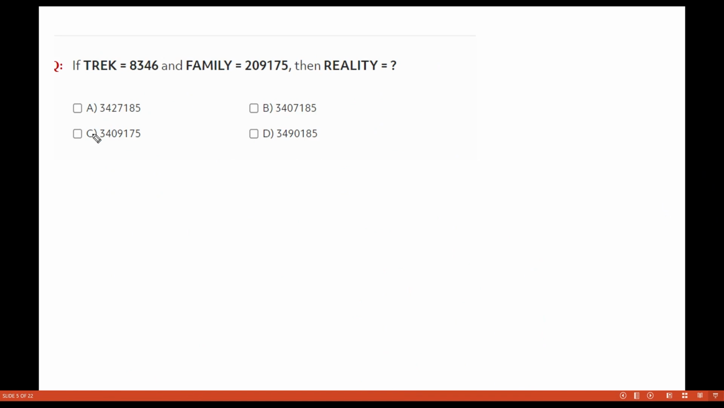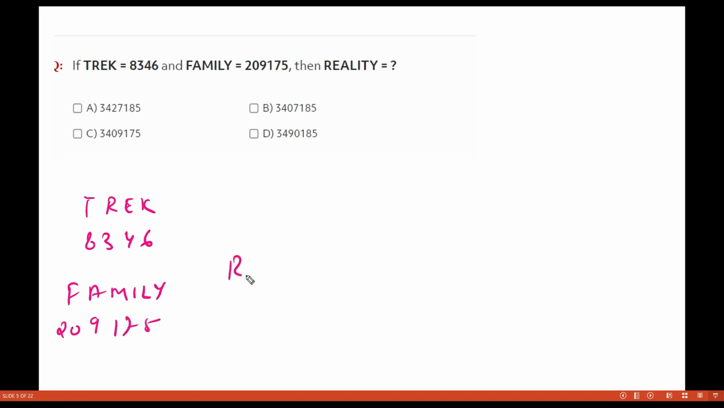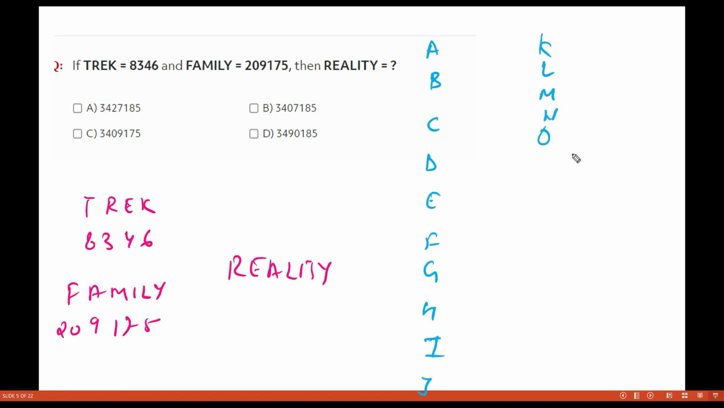Now look at this. This is saying trek is 8346. Family is 29175. So what is reality? Again, if you don't know what your alphabets are, obviously you can write them. There is a lot of time in the UPSC CSAT paper. If you know the concepts well, you can write it, or if you want to remember this to save your time, you can remember it also.